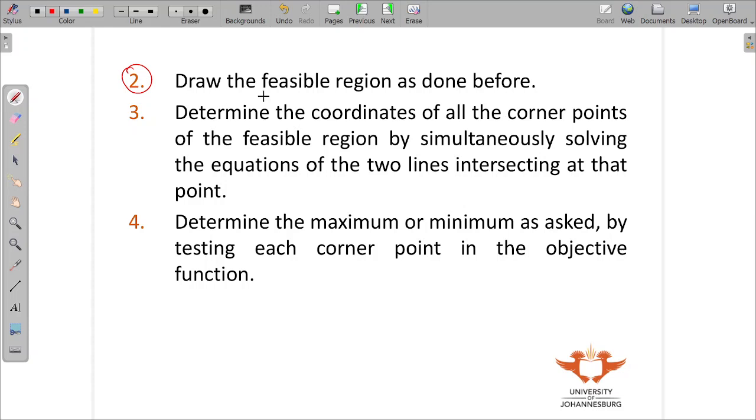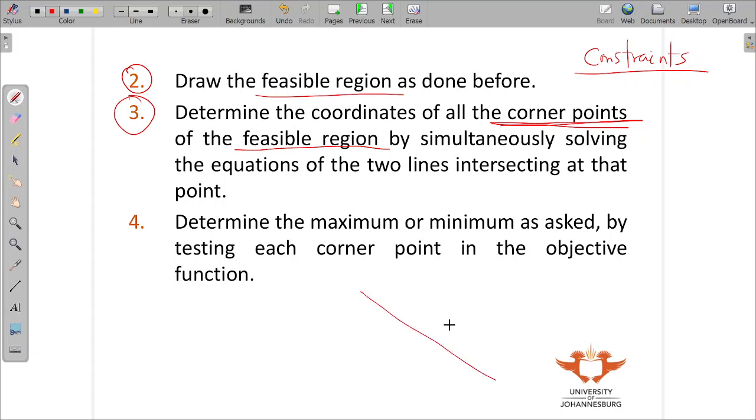Step 2, you must draw the feasible region. As we have done before, you use the constraints to draw the feasible region. Then step 3, determine the coordinates of all the corner points of the feasible region. We did that before. Sometimes you need to solve for the intersection of two lines to get a corner point, just like we did before.